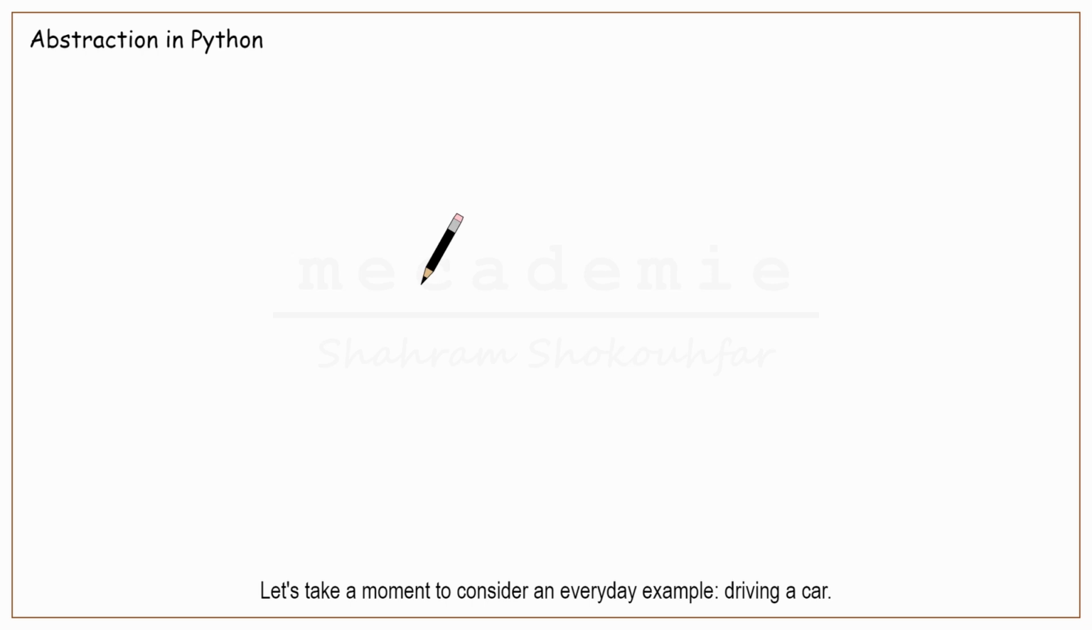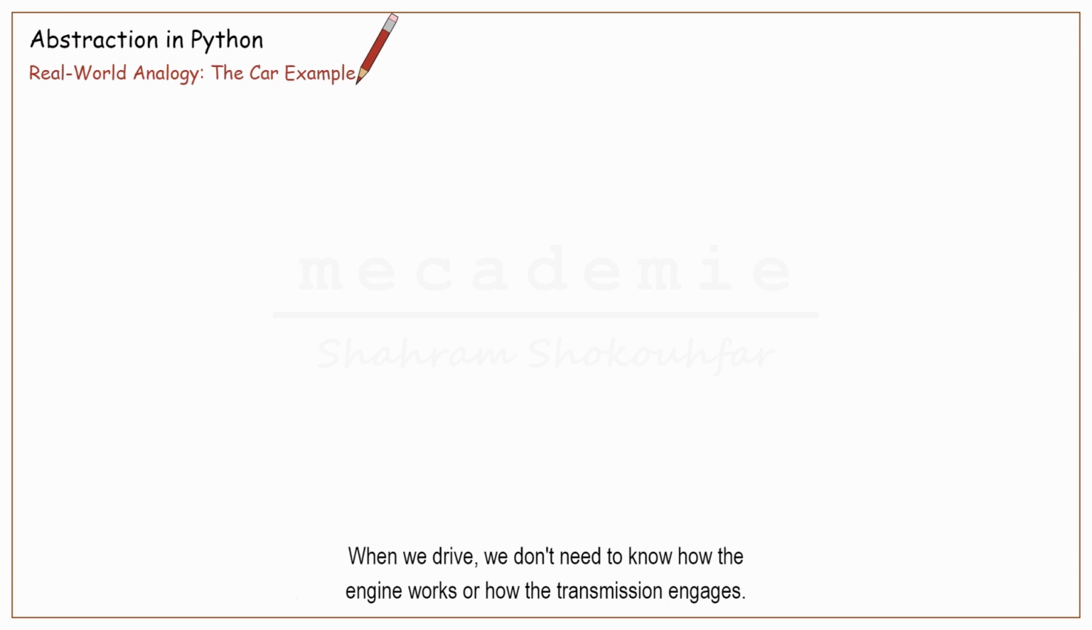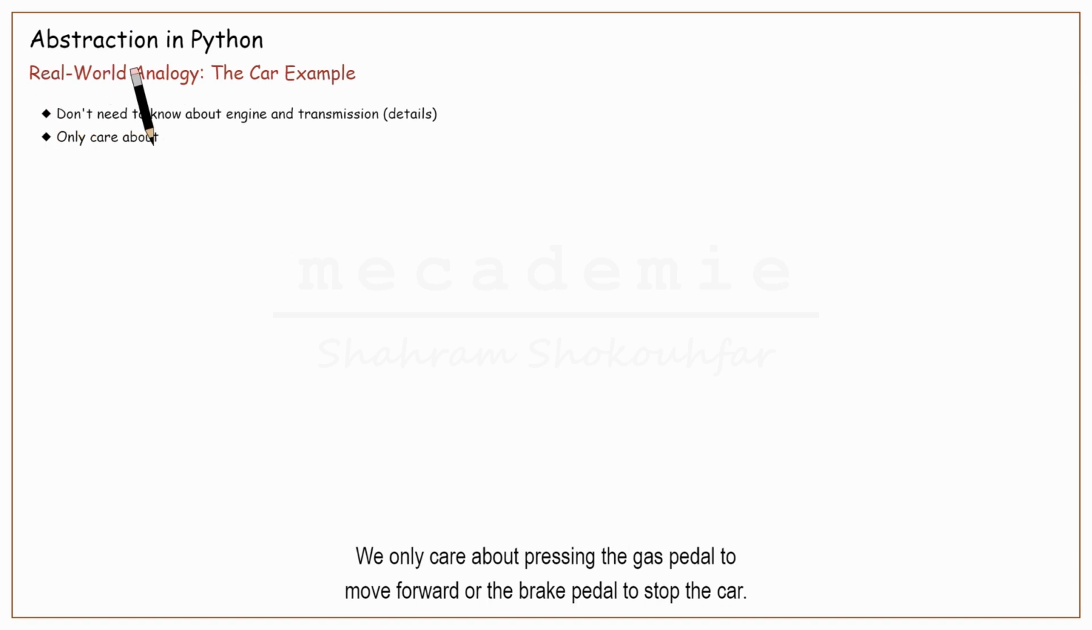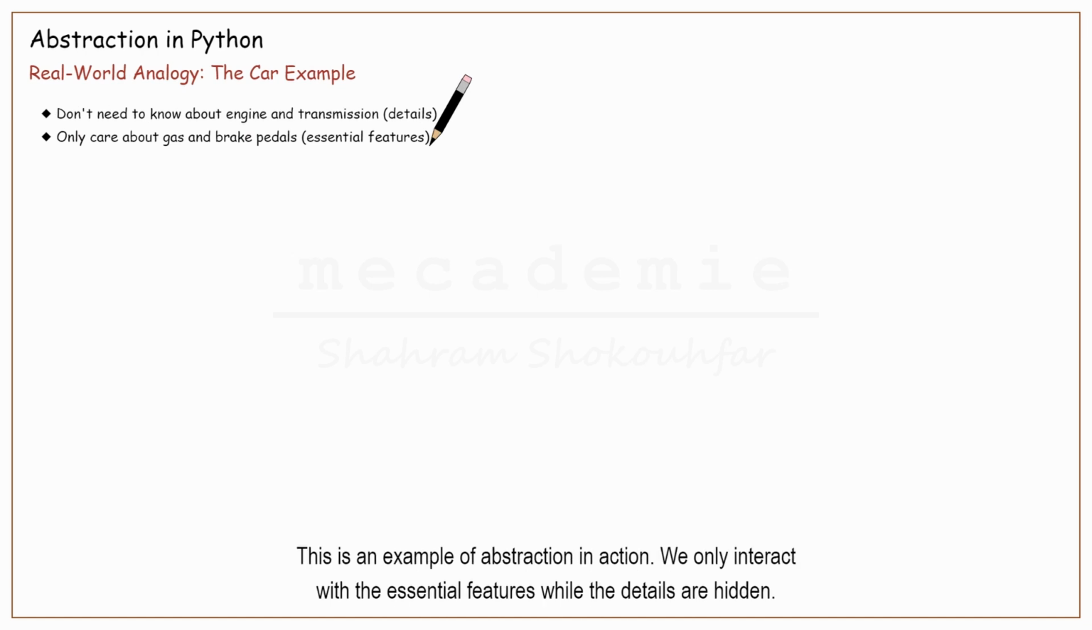Let's take a moment to consider an everyday example: driving a car. When we drive, we don't need to know how the engine works or how the transmission engages. We only care about pressing the gas pedal to move forward or the brake pedal to stop the car. This is an example of abstraction in action. We only interact with the essential features while the details are hidden.